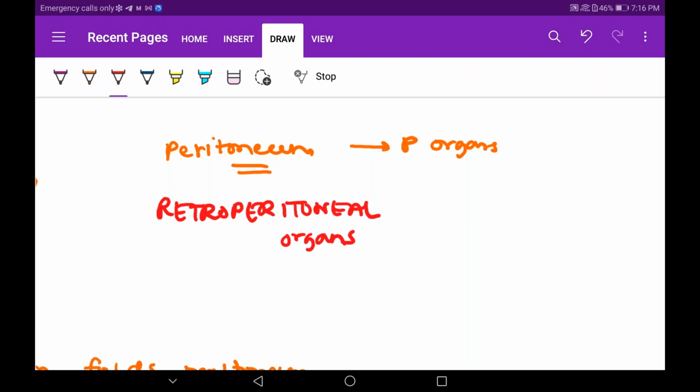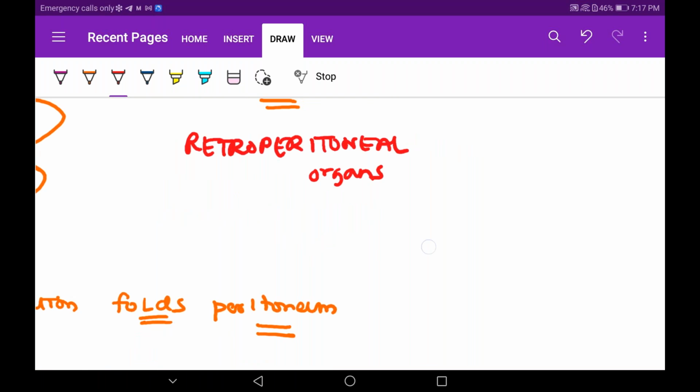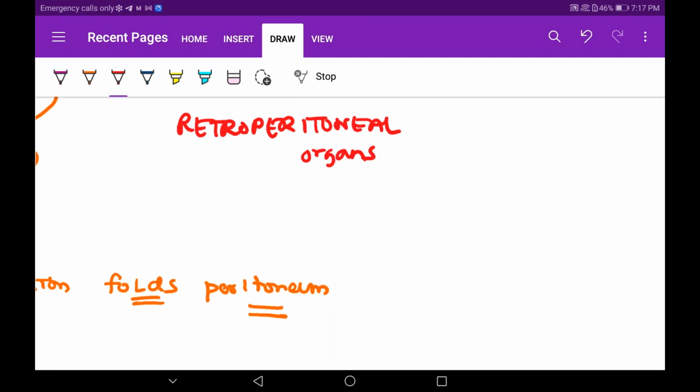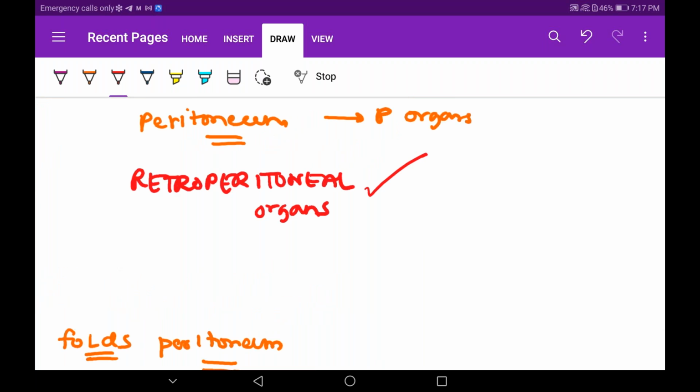I will be drawing a very important diagram after the basics, in a few minutes. You have to memorize that diagram, and you have to draw it in every aspect. Whatever they ask in your peritoneum, you have to draw the diagram. It's a very crucial diagram, and there we will also cover the retroperitoneal organs.